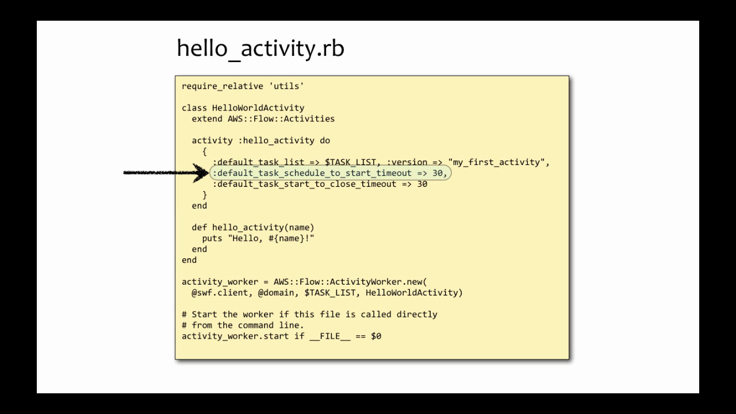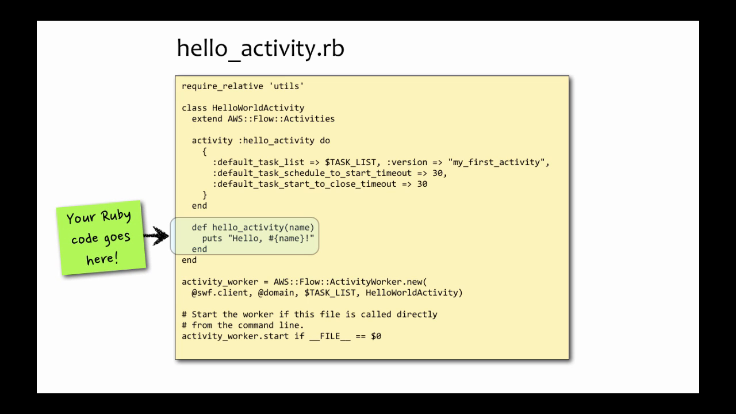We are also setting some timeouts for our activity. In this case, we're limiting the time allowed for the task to stay in the task list before being picked up by a worker to 30 seconds. We are also imposing the same limit on the time allowed for the worker to process the task to completion. Now that we're finished setting the activity options, we'll provide the body of the activity. This represents your business logic. This particular activity prints a pleasant greeting, taking the name as input.